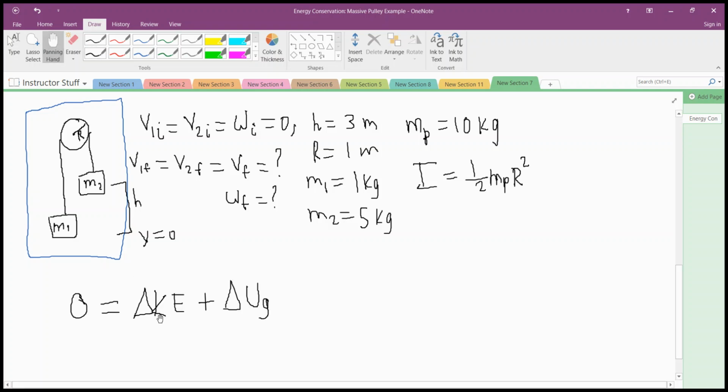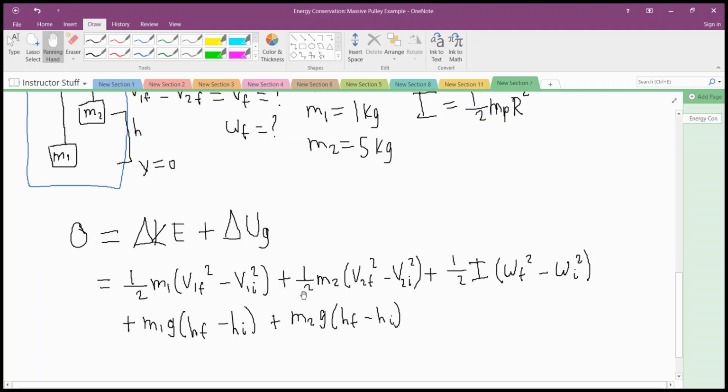All right then, so let's write our conservation of energy formula. So we have the change in kinetic energy of all the objects in our system, and also the change in potential energy of all the objects in our system. I need to get the kinetic energy change for each object in the system and add them together, and the potential energy change for each object in the system and add them together. So here are the energy terms for the objects in our system. We have a kinetic energy term and a potential energy term for block 1, a kinetic energy term and a potential energy term for block 2, and also a rotational kinetic energy term for the pulley.